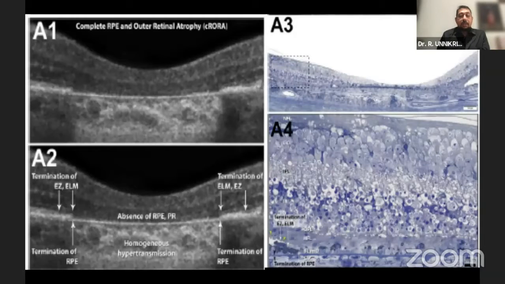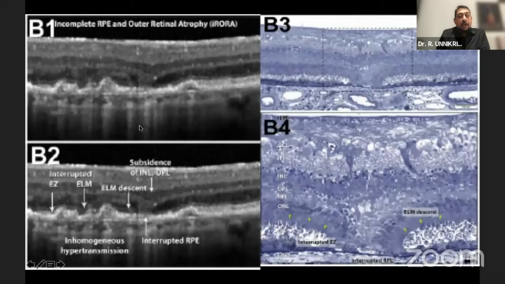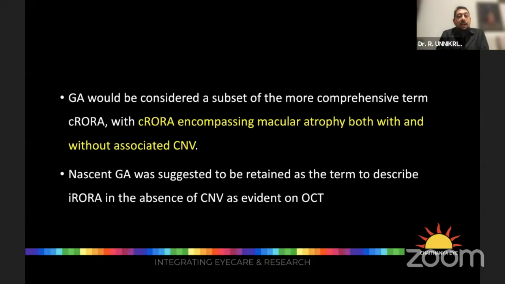These are some pictures from that seminal article, in which you can see a continuous zone where the RPE and the photoreceptors are lost, and hypertransmission due to that is seen. In an incomplete case, you can see that areas of the RPE still persist with photoreceptor remnants, and you don't see continuous hypertransmission of the signal, with areas of intermittent normalcy. The interesting thing is that the term geographic atrophy is now considered only a subset of CRORA, by which CRORA is also defined when there is the presence of an exudative membrane.